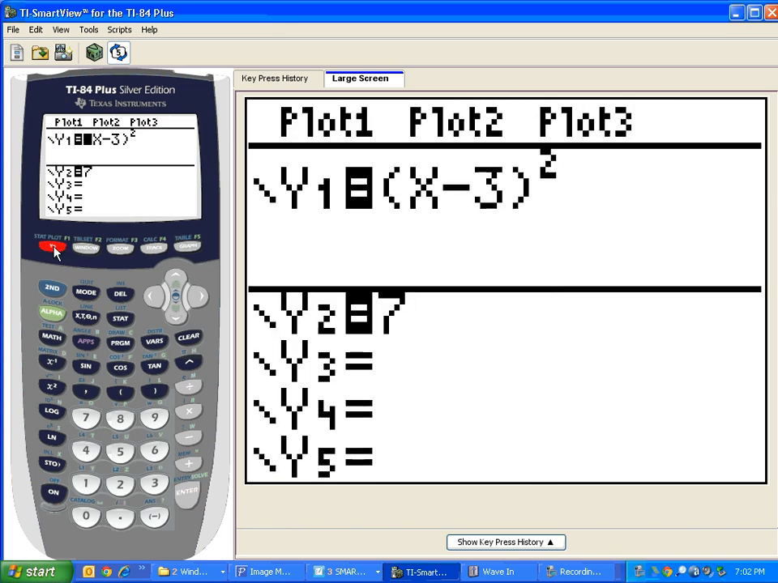So y1 is always the left side of your equal sign. y2 is the right side of your equal sign. Ultimately, when we're setting these two sides equal to each other, we're just finding the place where they meet. Anything else?